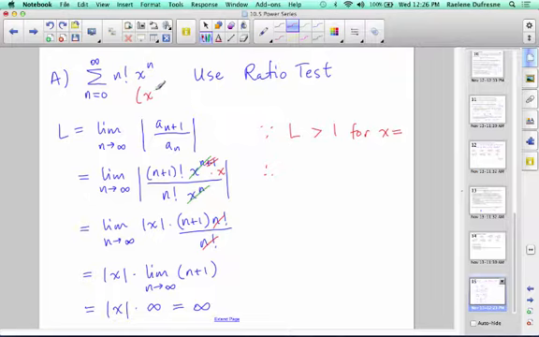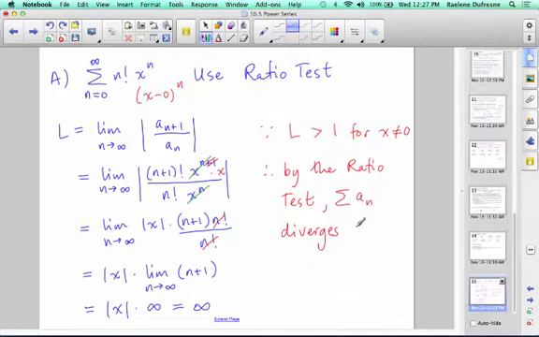And what is the center value when we have just x? It's really x minus 0. So as long as x is not 0, the limit value is going to be greater than 1. Therefore, by the ratio test, these numerator terms of n factorial are simply growing too fast for this power function of x to bring the end behavior to the horizontal asymptote of y equal to 0. And so by the ratio test, the series diverges for all x not equal to 0.